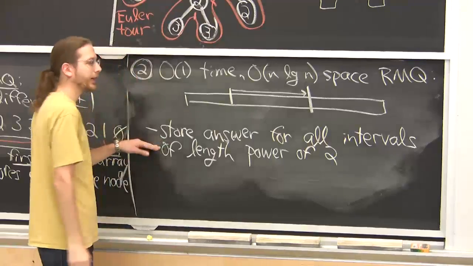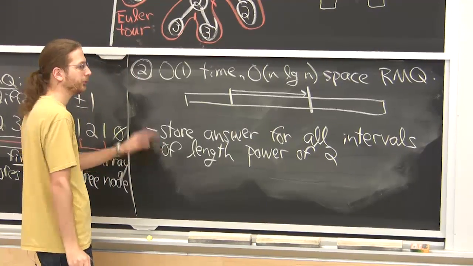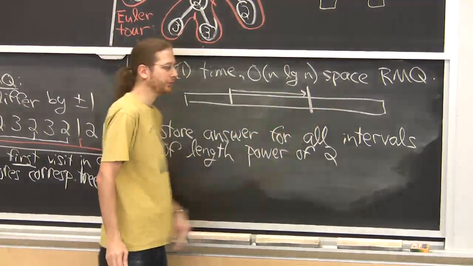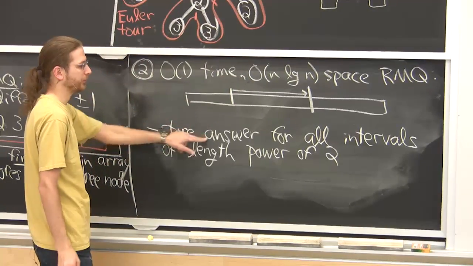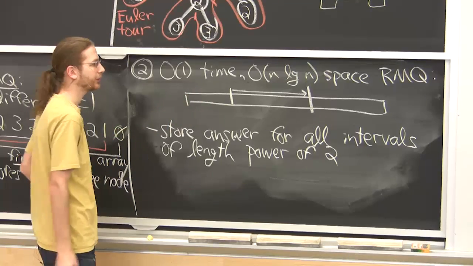Okay, there are only log n possible powers of 2. There's still n different start points for those intervals. So total number of intervals is n log n. So this is n log n space because I'm storing an index for each of them.